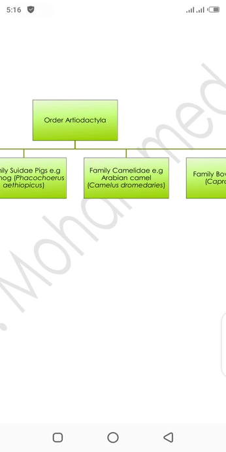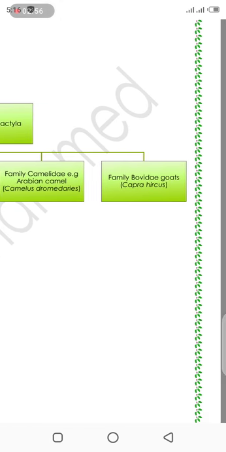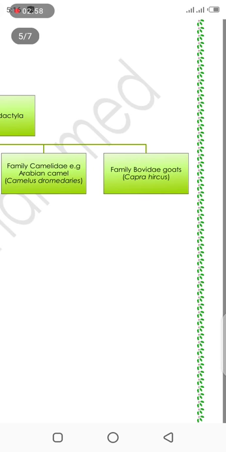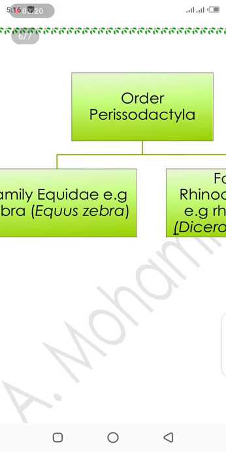The Arabian camel is a typical example, the Camelus dromedarius, and of course we have the Bovidae, which belongs to one of the most common groups of ungulates in Africa, which includes the cattle, the goats, the sheep, the ibex, and the common goat, which is the Capra hircus. So now to the next order, which is Perissodactyla.